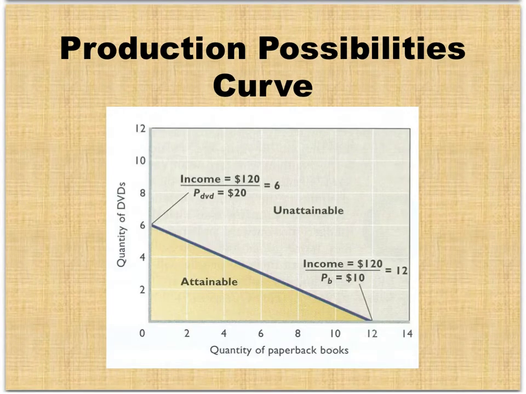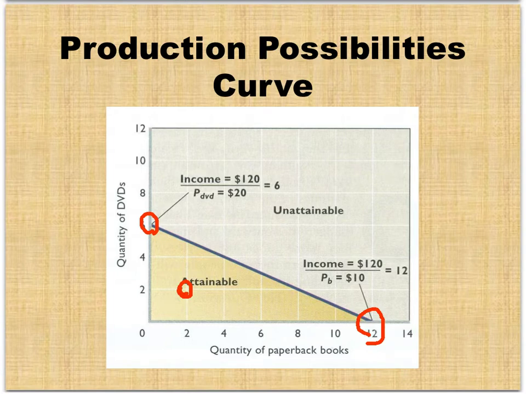If you graphed the chart that we just discussed, it would look like this. If you put DVDs on the y-axis and books on the x-axis and plotted all the possible combinations and joined them together, you would get a line like this. Here is our combination of 6 DVDs and 0 books down to 12 books and 0 DVDs. Note you could purchase anywhere along this line. You could also, for example, buy 2 books and 2 DVDs.